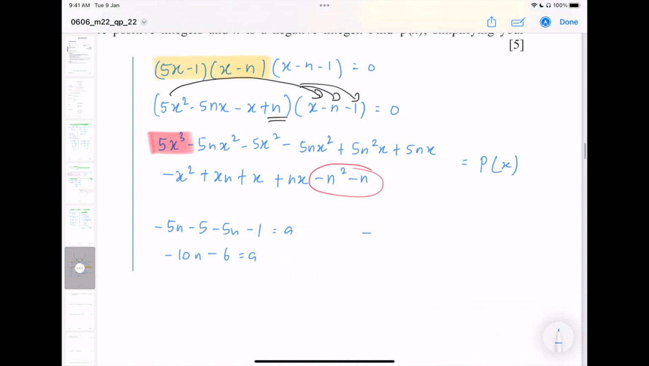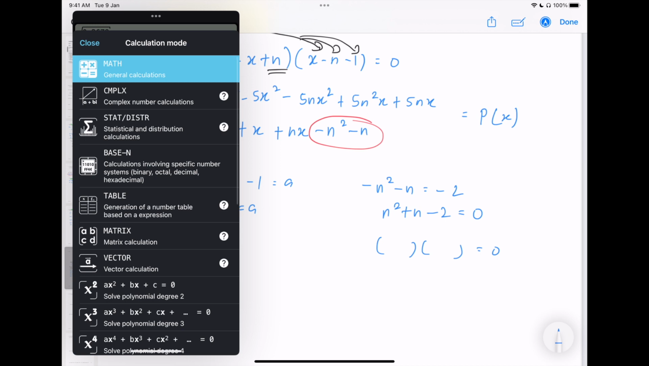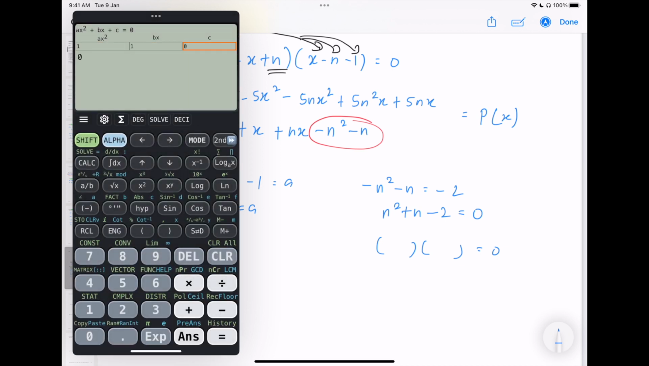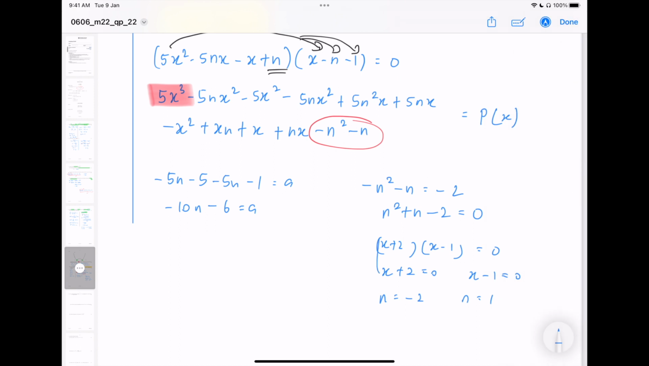So minus n squared minus n should equal -2, which means n squared plus n minus 2 equals 0. Then we can factorize, same thing, calculator trick. 1, minus 2. Okay, so n will equal -2, n will equal 1. I can just undo that. X plus 2, x minus 1. Oh, sorry, this is supposed to be n.